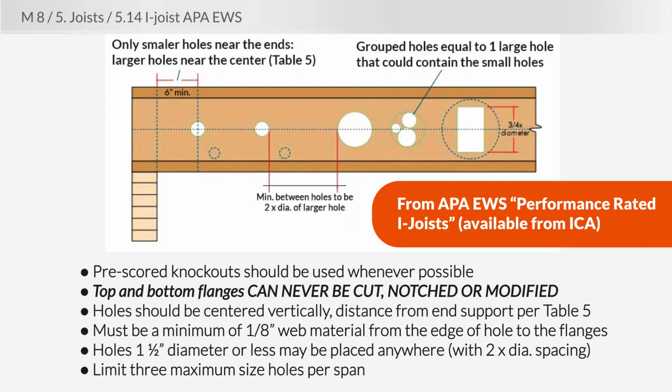Any holes that are grouped together, and I'm not sure why you would group them together, but grouped holes are essentially the same as one large hole that could contain all the small holes. There should be a minimum between holes of twice the diameter of the larger hole. Pre-scored knockouts should be used whenever possible. And what that means is many I-joists come with knockouts pre-scored. That's illustrated in the diagram, those little circles with dotted lines. Those are indicating the pre-scored knockouts. Actually, many joists today actually have the holes pre-cut for use by the trades.